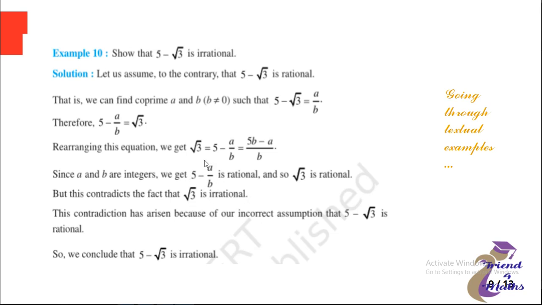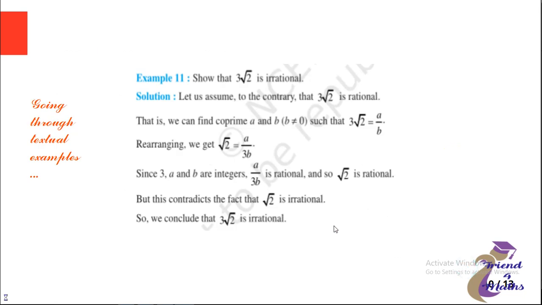Then why do we get this? That is because of our wrong assumption that 5 minus root 3 is a rational number. So we are concluding here that 5 minus root 3 is not a rational number and it is an irrational number. Okay. Going to the next example, show that 3 root 2 is an irrational number.